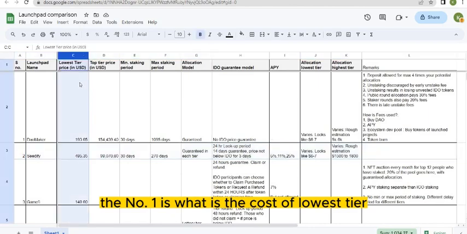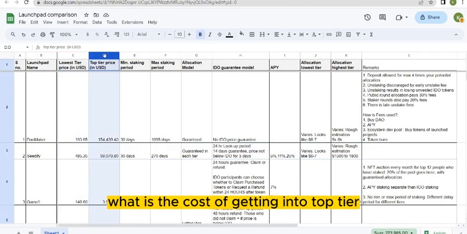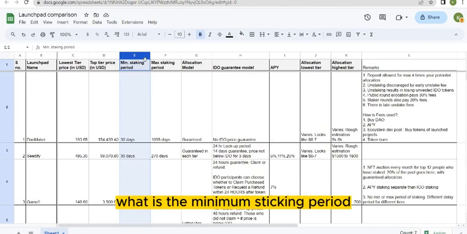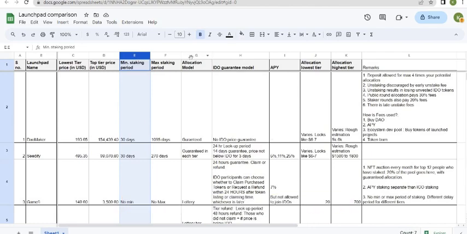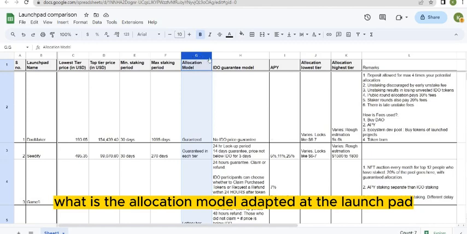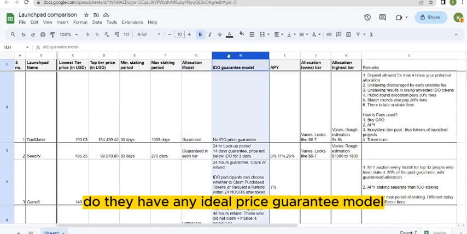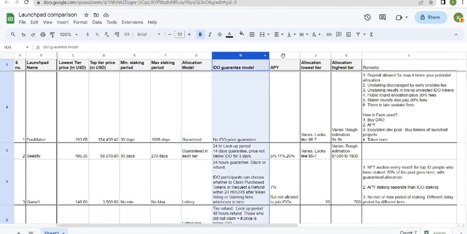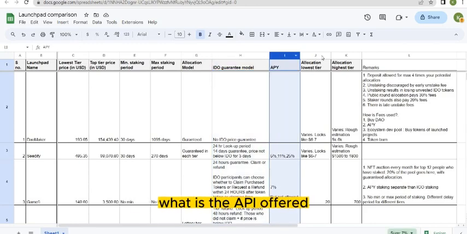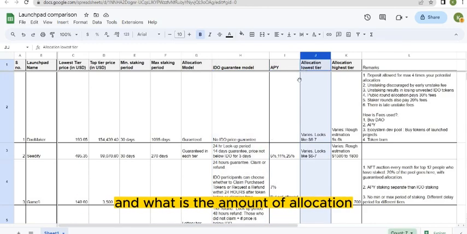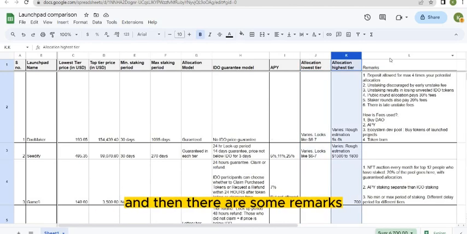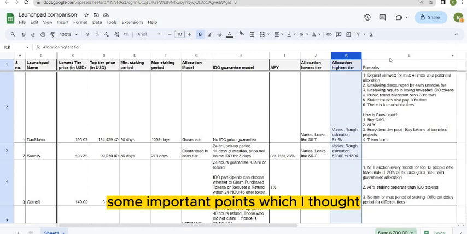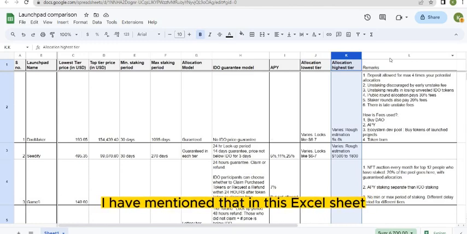The number one is, what is the cost of lowest tier? What is the cost of getting into top tier? What is the minimum staking period? What is maximum staking period? What is the allocation model adopted at the launchpad? Do they have any IDO price guarantee model or a refund policy? What is the APY offered? And what is the amount of allocation if you are in the lowest tier? What is the amount of allocation if you are in the highest tiers? And then there are some remarks, some important points which I thought are crucial to remember when joining IDOs. Or if the project has done some innovation, I have mentioned that in this Excel sheet.